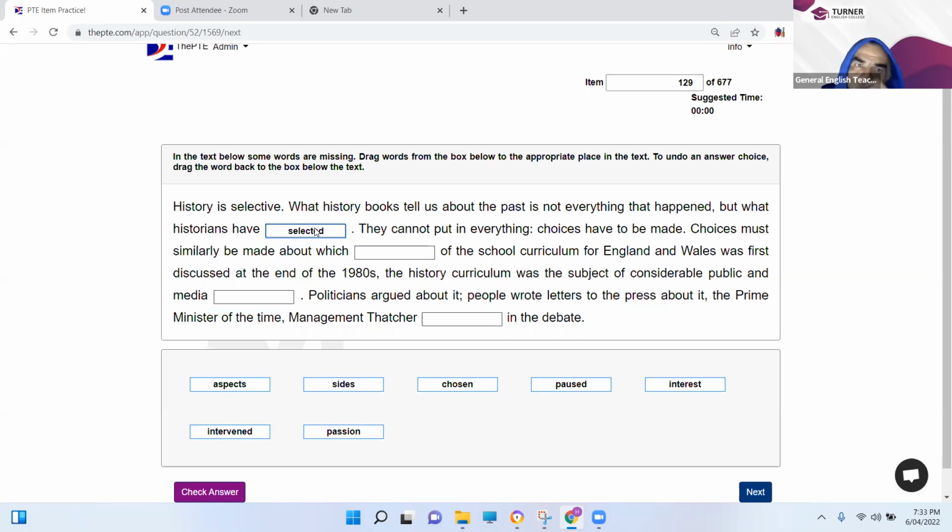Selected, very good. So what is the distractor for selected here? Probably choice. Chosen, very good. So you see, when you have present perfect, you need a past participle here. We have four options, so three are actually distractors. Good, selected is fine. Number 2, I put interested. Interest. Okay.